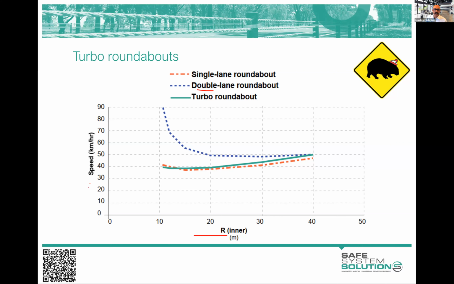This is speed, radius, single lane, double lane. So you can see a small radius double lane roundabout's not going to perform very well at all. Turbo roundabouts, for those who don't know them, are two-lane roundabouts. They pretty much perform as single lane roundabouts. I'll show you a turbo.